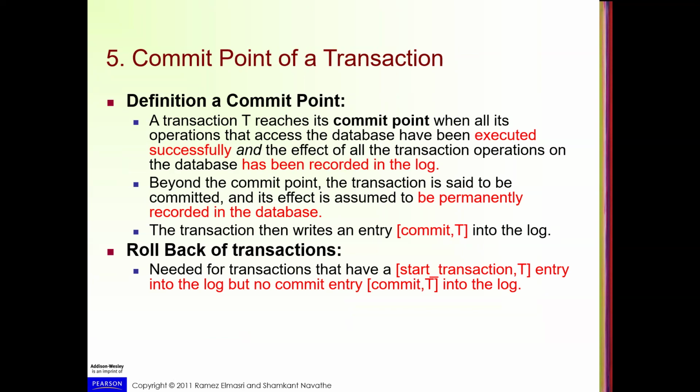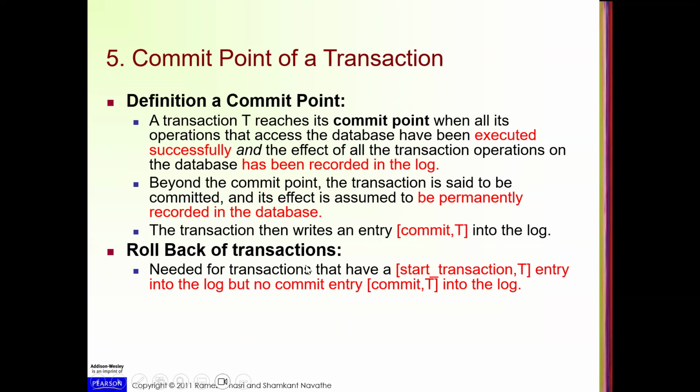Commit point. What is a commit point? A commit point of a transaction is reached when the transaction executes successfully. It means it has performed all the actions inside the transaction and they have been recorded into the log. This is called a commit point. Beyond the commit point, the transaction is said to be committed and its effects are assumed to be written in the database permanently. We represent the commit of the transaction by writing commit, T into the system log.